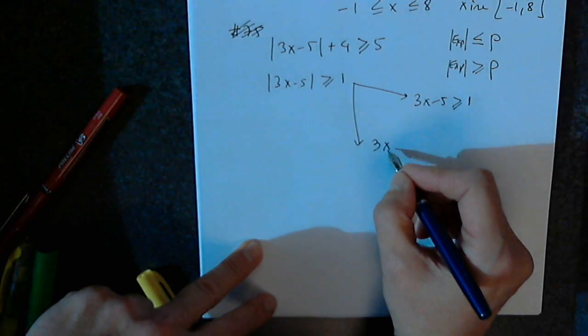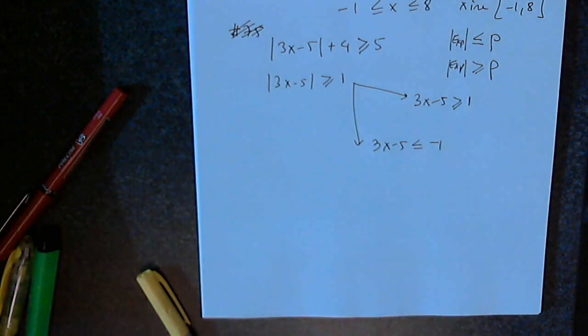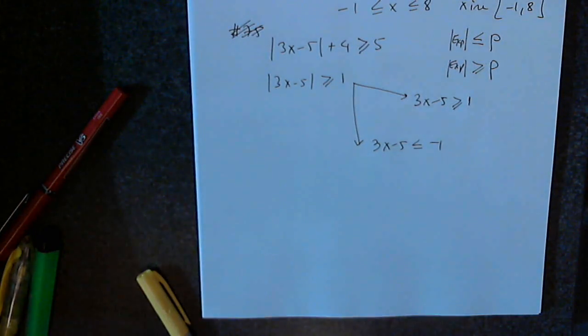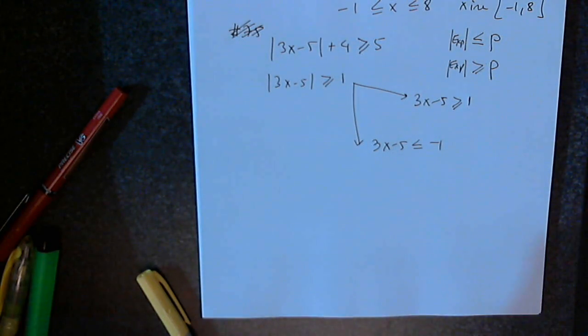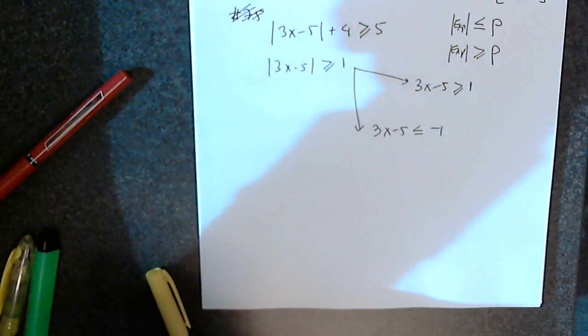3x minus 5 less than or equal to -1. Very good. So it's either between -1 and 1, and that's not the case, or to the right, the right hand side of 1 and the left hand side of -1. Is that clear? Yes? Anyone? Okay. So now I have to solve the first one. How will I do that?